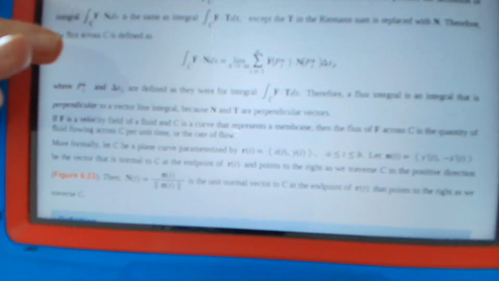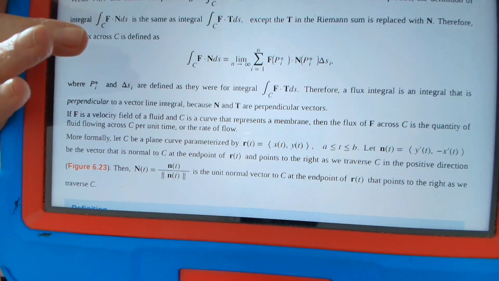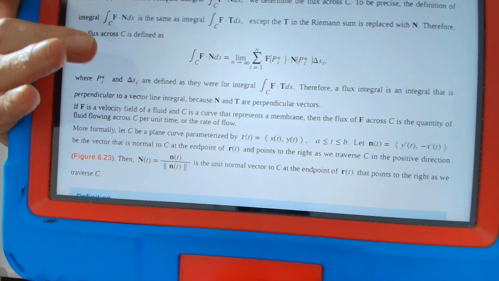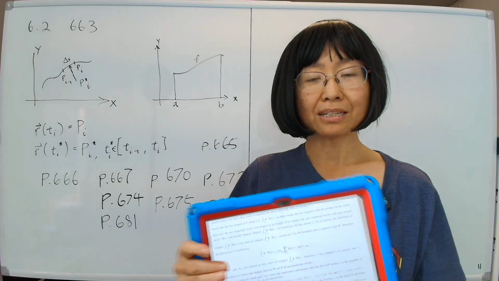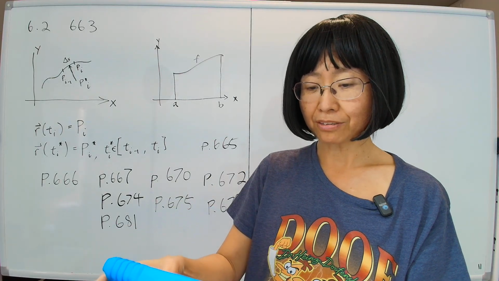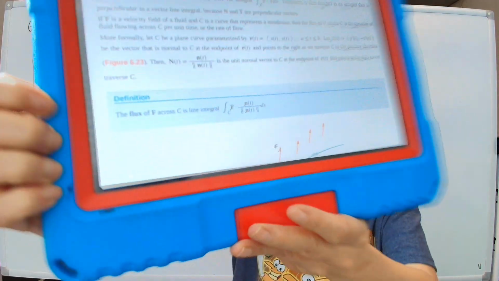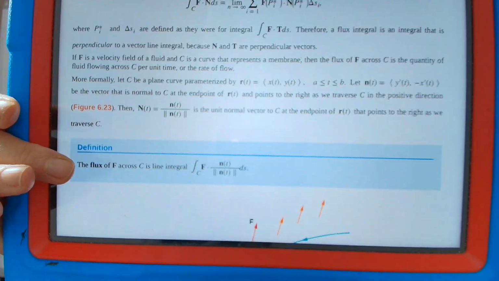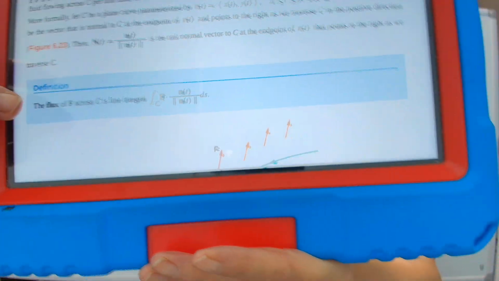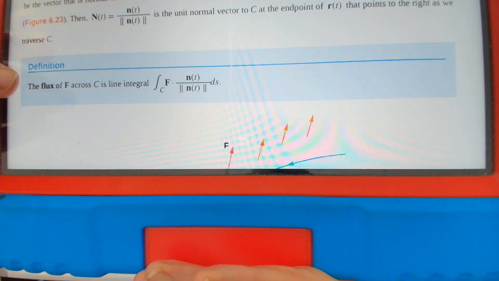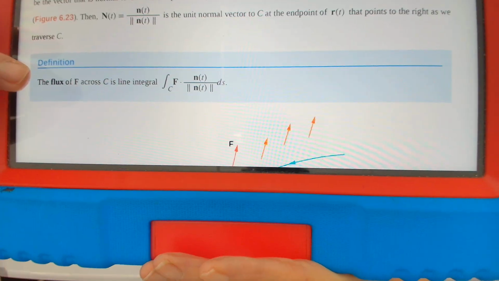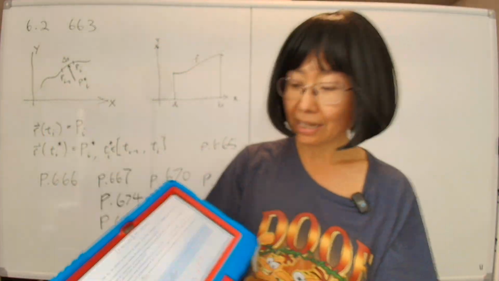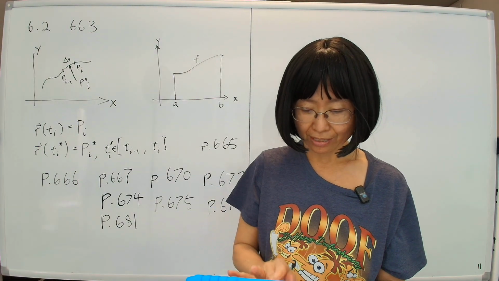Flux is the force dot n, with the force being your function, which is the same as the work formula, except that now we have the dot n. So the flux is defined as F dot n of t, that's some normal that you calculate from R of t and then divide by its magnitude, ds, and that will give you the flux.